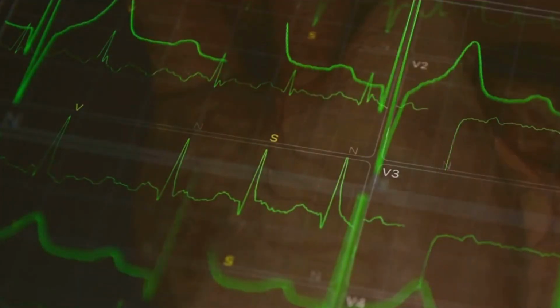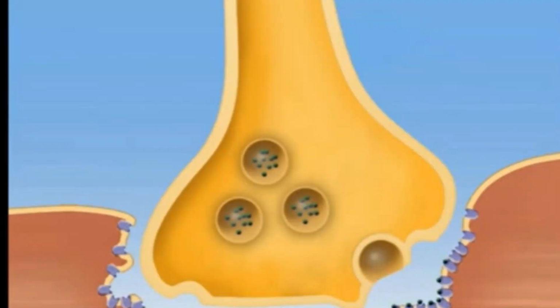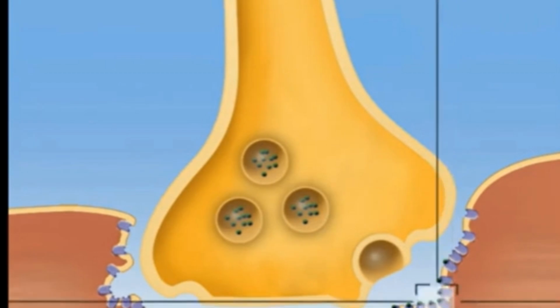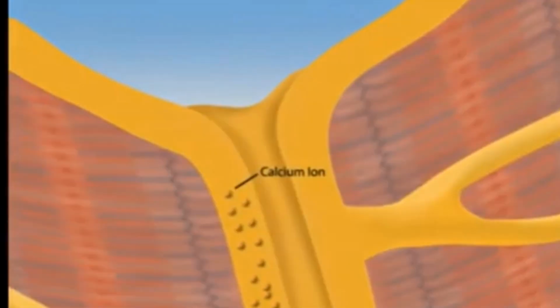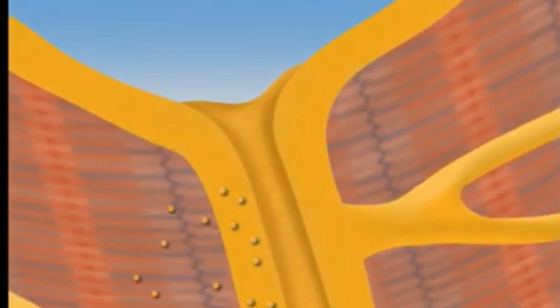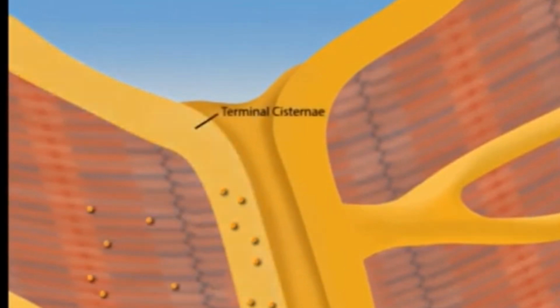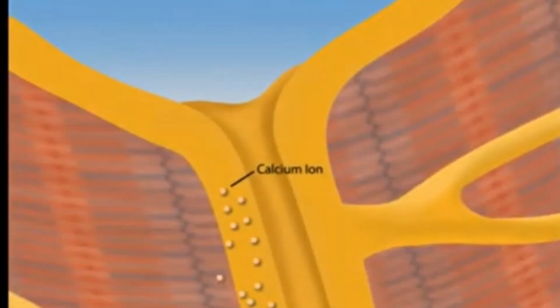Now let's zoom in on what happens when the action potential reaches a T-tubule. Embedded within the T-tubule's membrane are specialized proteins called L-type calcium channels. These channels act as gateways for calcium ions, much like doors that open and close. When the electrical signal arrives, it causes these L-type calcium channels to swing open.